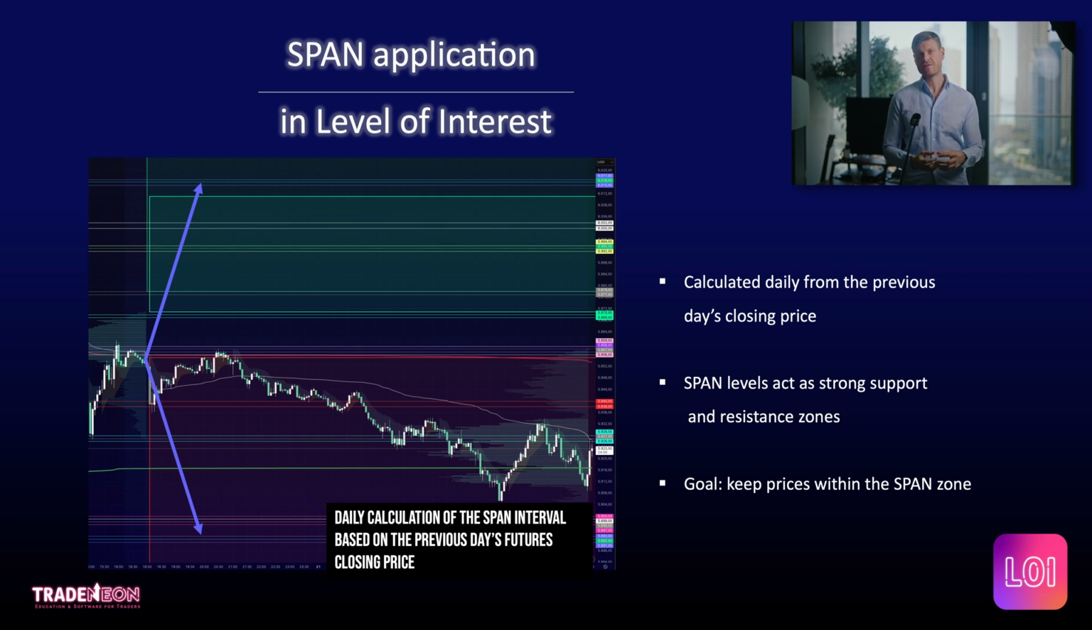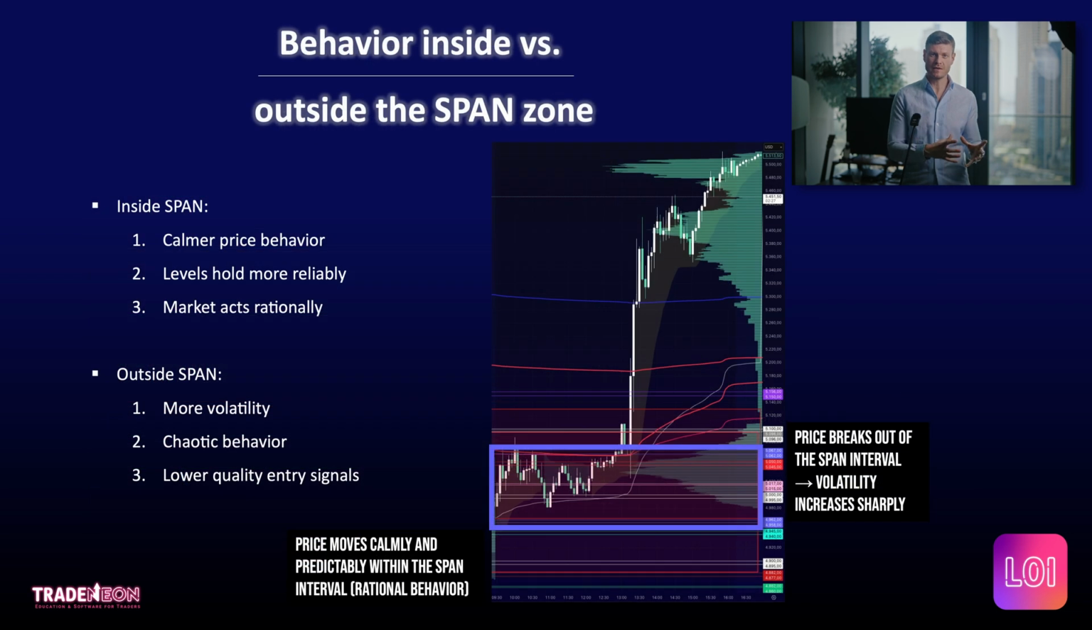On the other hand, the SPAN interval has another major benefit. Within the SPAN levels, the price usually behaves much more calmly and predictably. Levels hold better and are almost always respected by the market in one way or another. So, to a certain extent, the market behaves rationally. However, if the price breaks out of one of the SPAN levels, either upwards or downwards, things can get wild. The market usually picks up speed, becomes more volatile, more unpredictable, and rushes through our levels without regard for them.